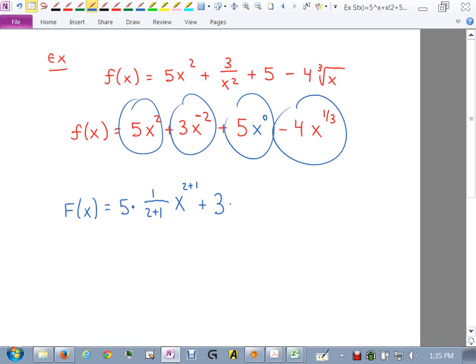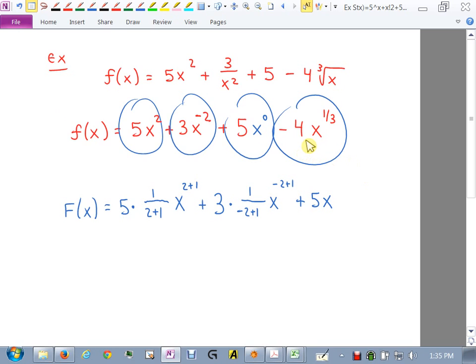Negative 2. So times 1 over negative 2 plus 1, x to the negative 2 plus 1. The next one, I don't really like this x to the 0. This one I think is one of the ones that you just know, I hope. What do you take the derivative of to get 5? 5x, right? You don't need to think through the power rule here. So that's just 5x.